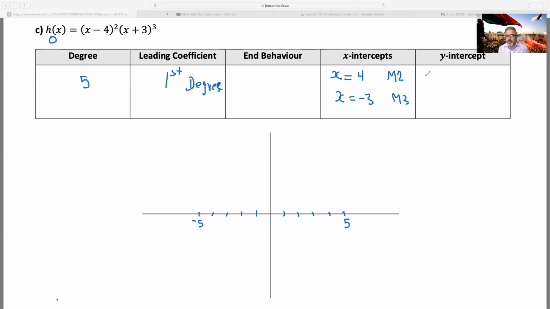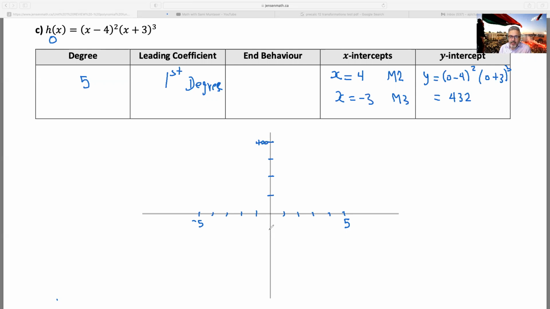How about the y-intercept? The y-intercept, you make x 0, so you have 0 minus 4 squared times 0 plus 3 cubed, and that's 0 minus 4 is -4 squared is 16. 16 and 3 cubed is 27. So 16 times 27. The y-intercept is 432. So maybe what I'll do, I'll just scale by hundreds here, 100, 200, 300, 400.